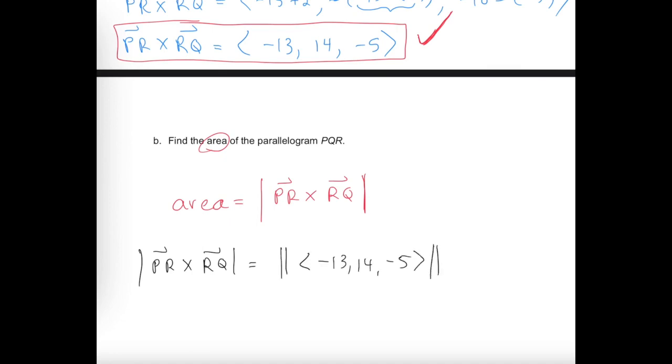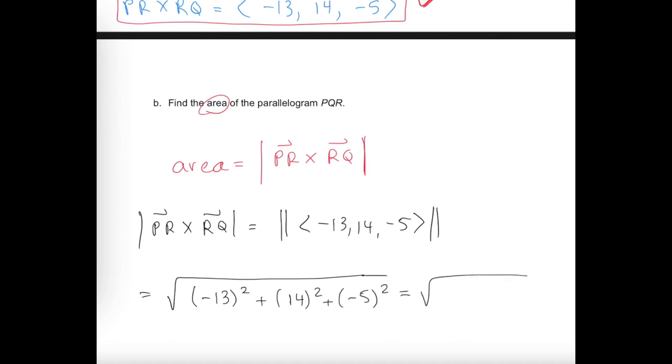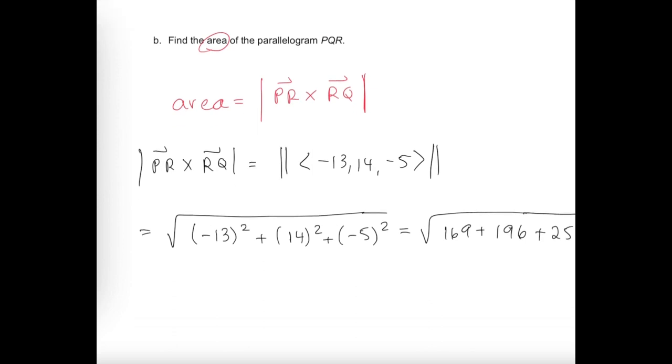Let's do a double mag bar here so that makes it a little bit more obvious what we're doing. And then that's going to be the big square root of each of those components squared and added together. So -13 squared plus 14 squared plus negative 5 squared, and we end up with 169 plus 196 plus 25 all under that radical, and then the area of that parallelogram turns out to be the square root of 390. We'll put units squared on there because it is area, although we don't know what we are measuring in, so we'll just call it units squared.